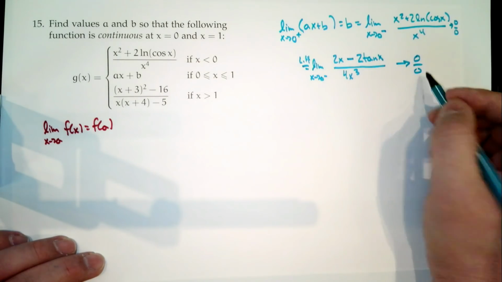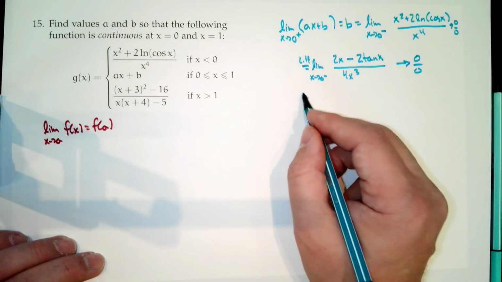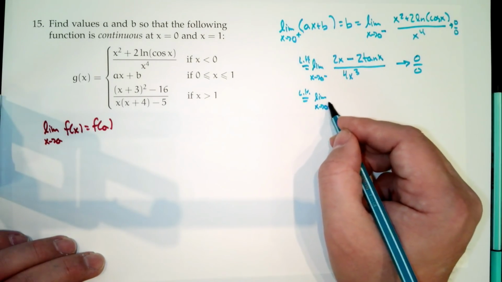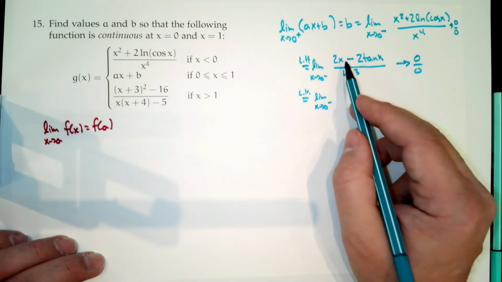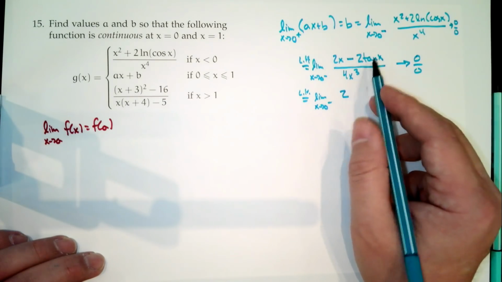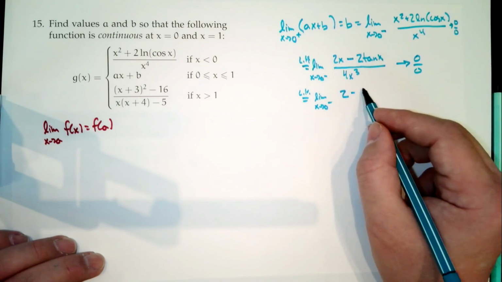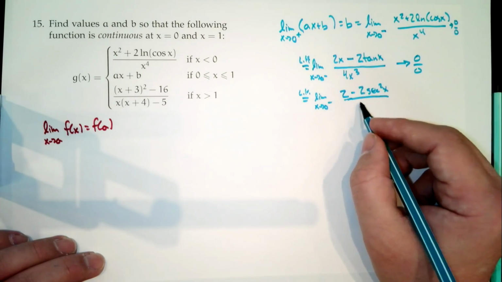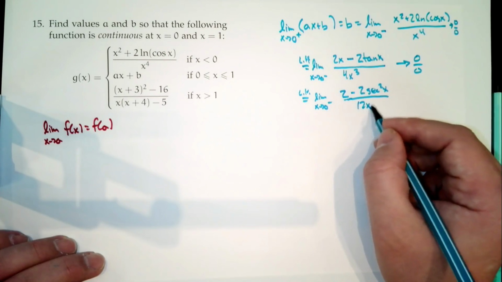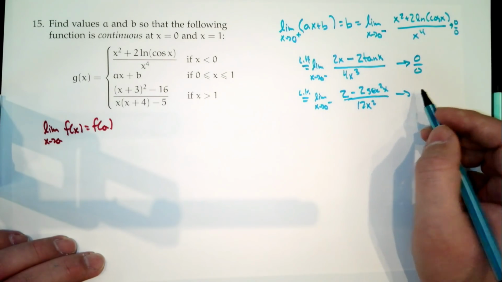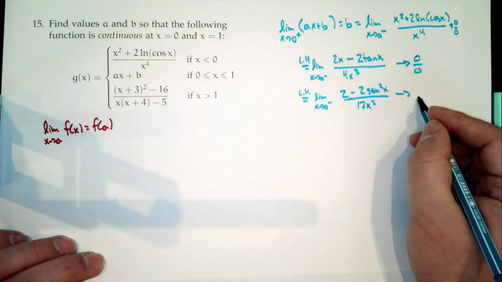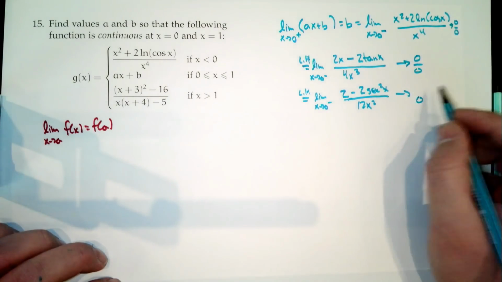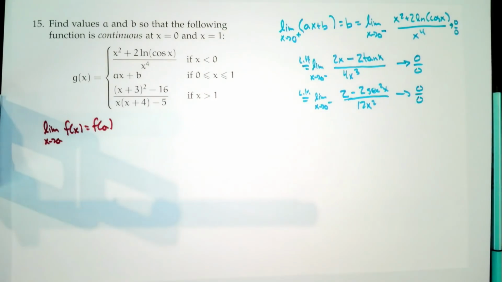0 over 0. So what do we do? L'hôpital! Okay, limit as x goes to 0 from below. Derivative of 2x? 2. Derivative of 2 tangent x? Secant squared x. Divided by derivative of 4x cubed? 12x squared. What does that go to? Well, downstairs goes to 0. That's easy. What is secant of 0? It's 1. So it goes to 2 minus 2, which is 0.